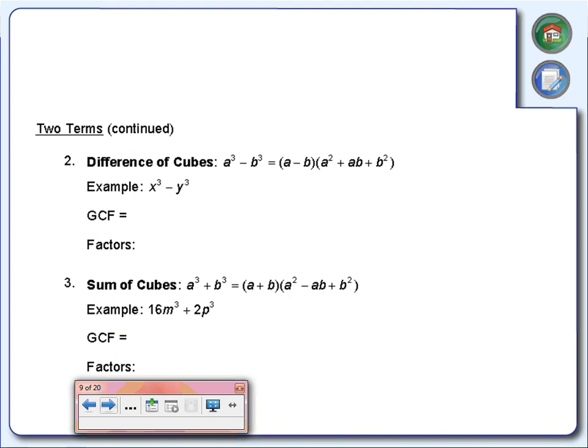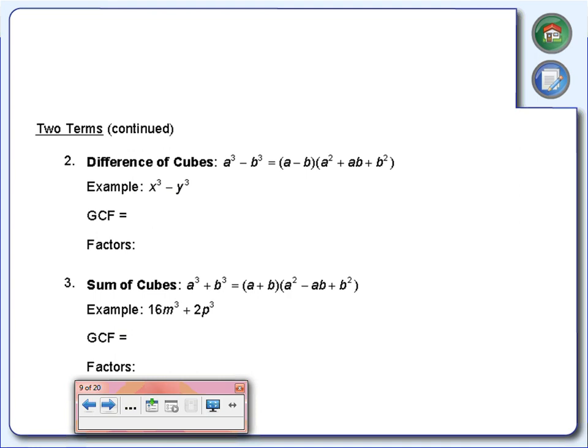We're still on 2 terms. This is the next page. Difference of cubes. Here we have a cubed minus b cubed is equal to a minus b times a squared plus ab plus b squared. Those are the factors. Now this one's going to be a little trickier than difference of squares, with a little more work involved, because now we're looking at difference of cubes. So it does make it a little more challenging.